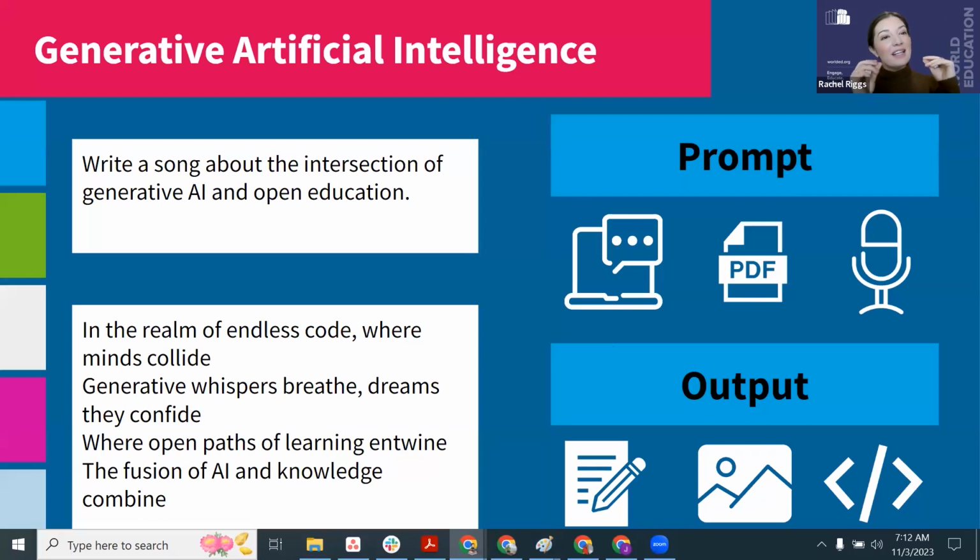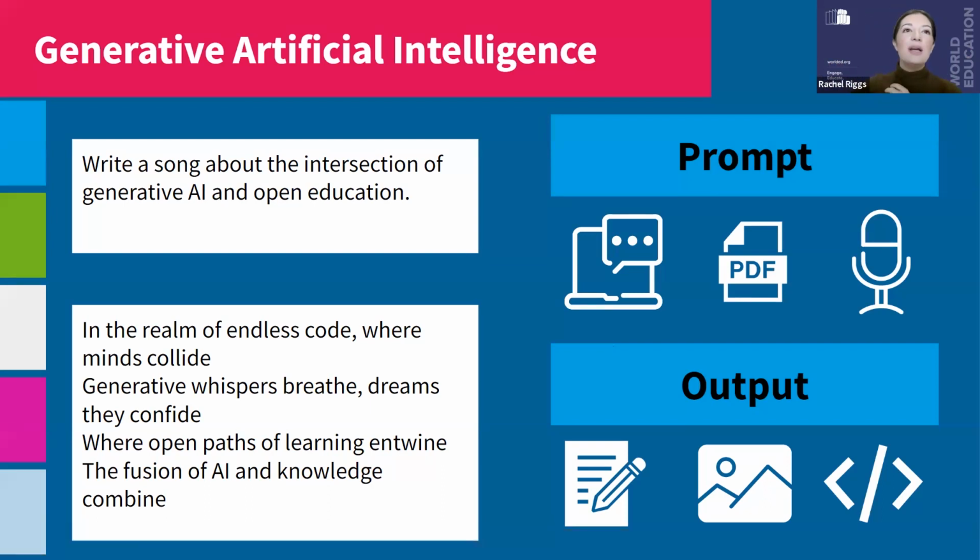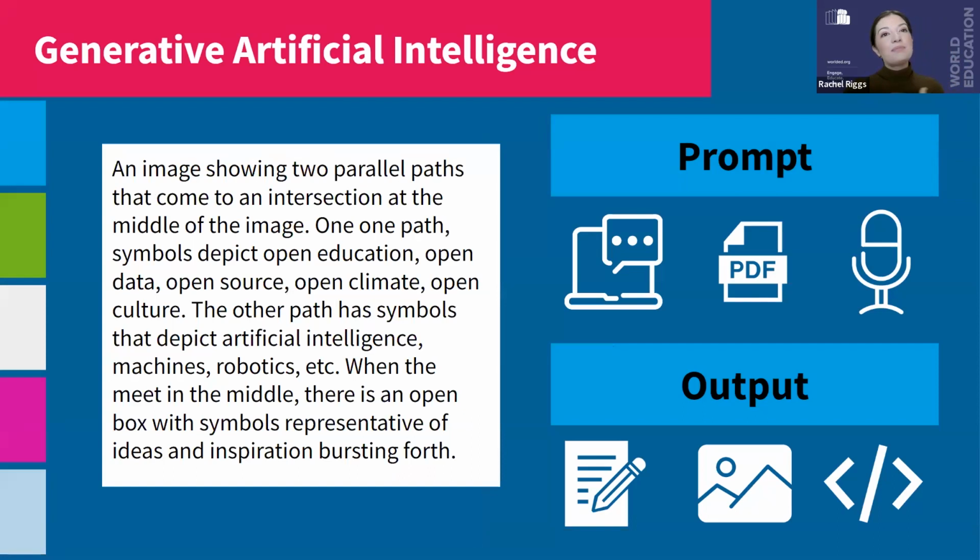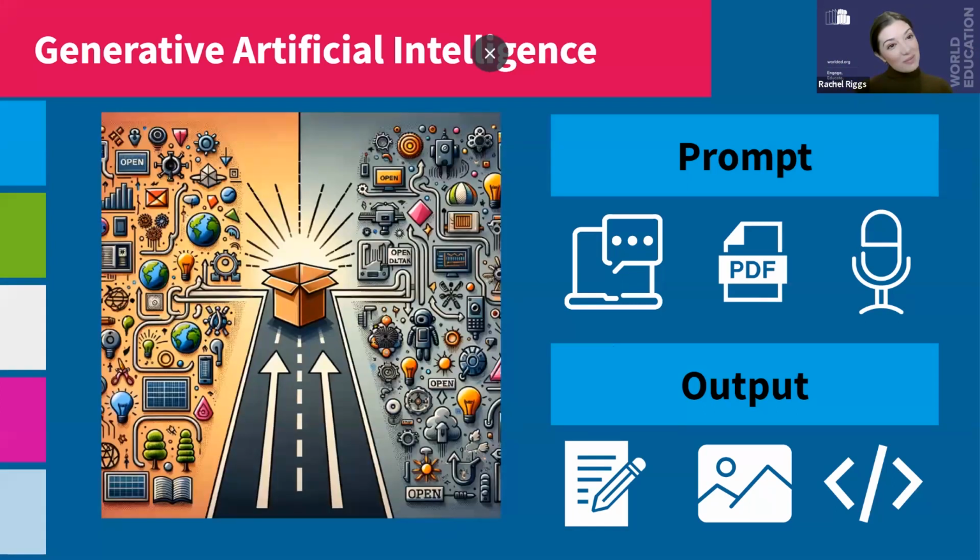So within the click of a button, in a matter of seconds, I can generate a song. I'm sure you've seen many examples like this one. And to look at a different type of media, I can prompt with text, requesting an image that shows two parallel paths that come to an intersection with symbols over here and symbols over there. And what will result is a decent image that I can use at the start of a PowerPoint, like the one that we use for today's presentation, not without its flaws, but colorful enough to add some decorative elements to my presentation.